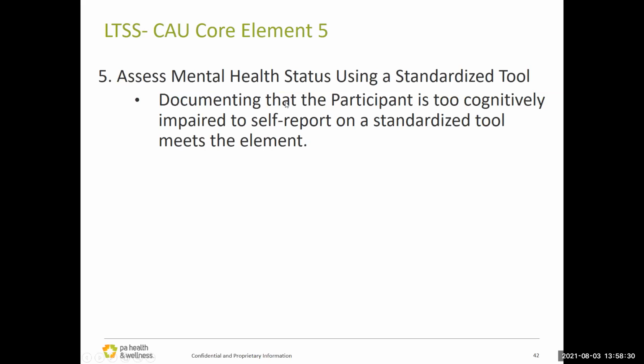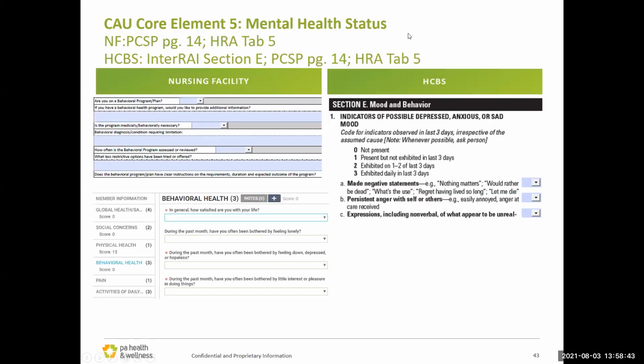Core element 5, assess mental health status using a standardized tool, and also documenting that the participant is too cognitively impaired to self-report on a standardized tool meets the element. You will capture mental health status in the PCSP and HRA for nursing facility participants, and in the Inter-I, PCSP, and HRA for HCBS.